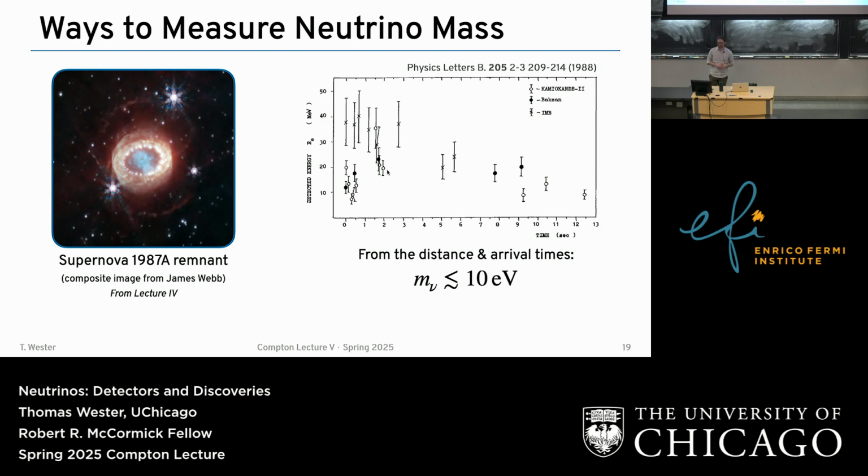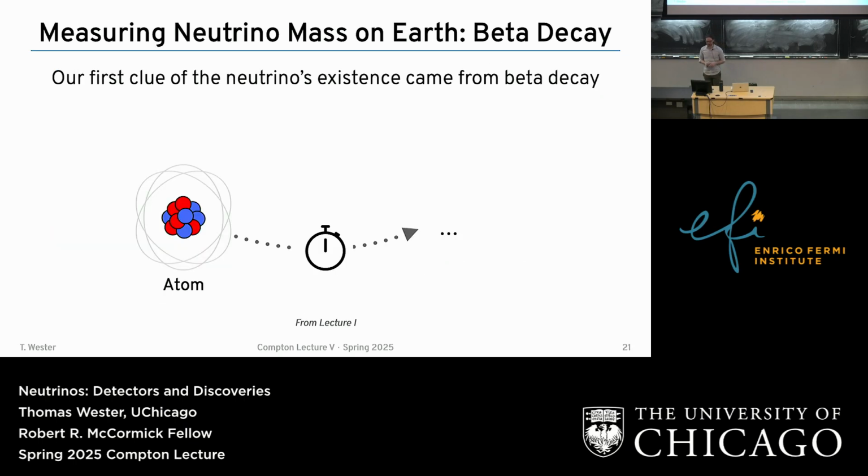And second of all, it has a lot of uncertainties. So uncertainties on how the supernova has evolved and how the neutrinos are emitted from the supernova. So the question we should be asking is, can we do better? And what would a dedicated experiment look like that could really measure neutrino mass?